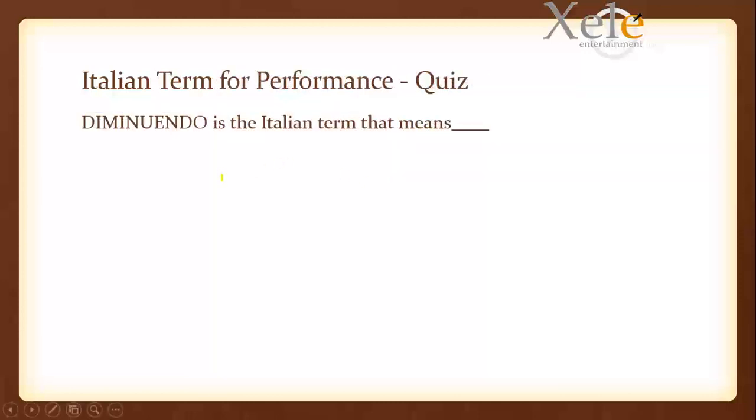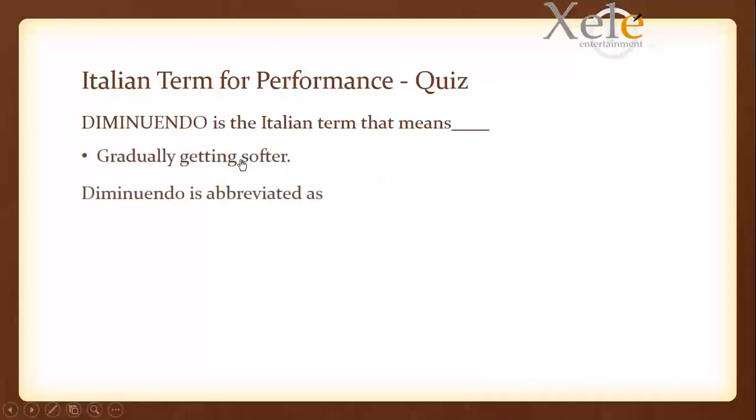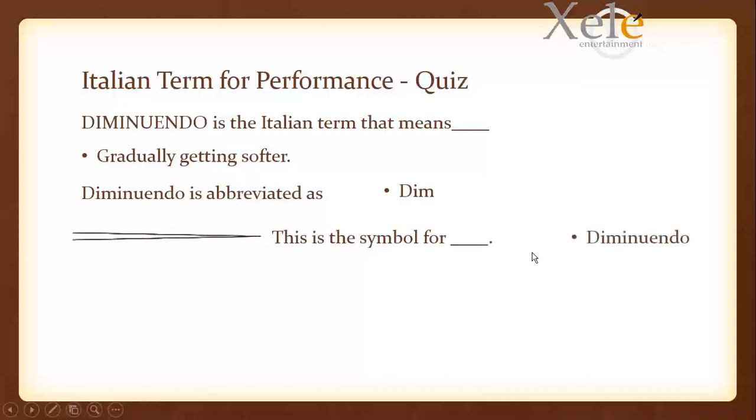So I have a quick quiz. Diminuendo is the Italian term that means what? To gradually get softer. Diminuendo is abbreviated as what? DIM. And this symbol is the symbol for diminuendo. Another name for diminuendo is decrescendo.